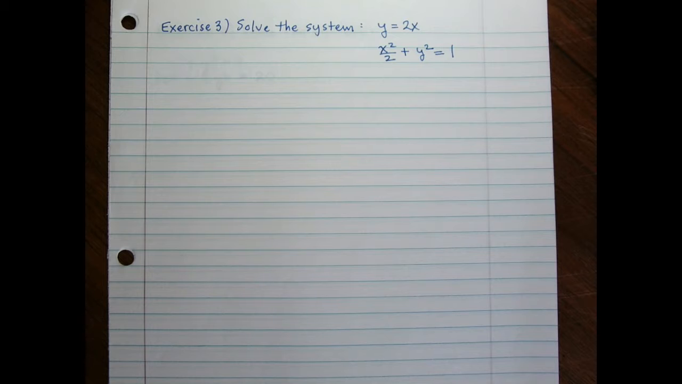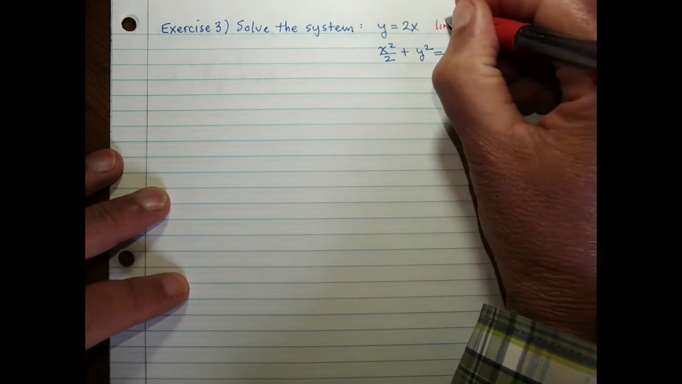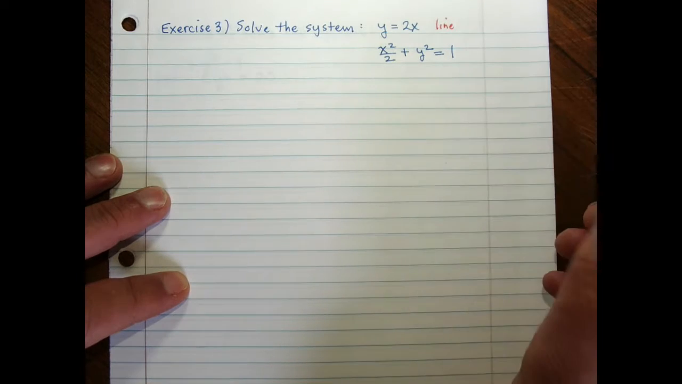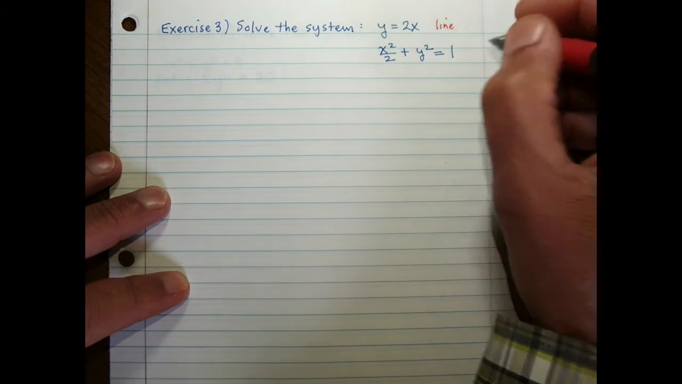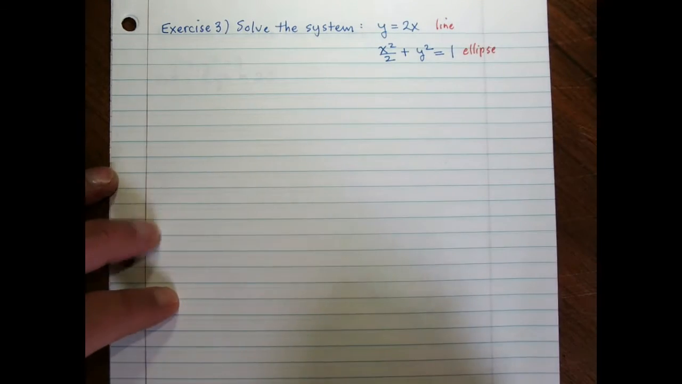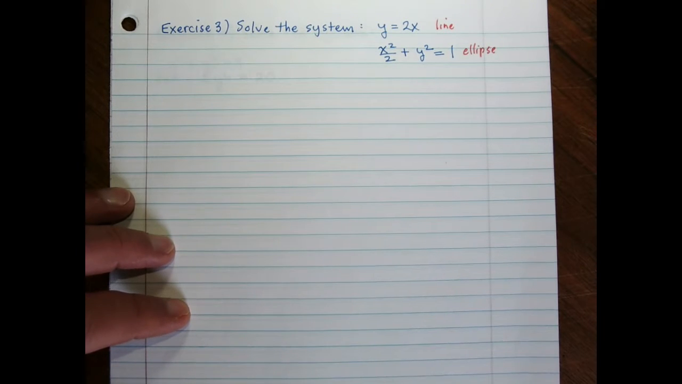Here's another example of solving a nonlinear system. Exercise 3. Solve the system y equals 2x and x squared over 2 plus y squared equals 1. In this case, we have y equals 2x as an equation that's a line. And the second equation, x squared over 2 plus y squared equals 1, you should recognize this as an ellipse equation. So we're trying to find points where a line and ellipse intersect.